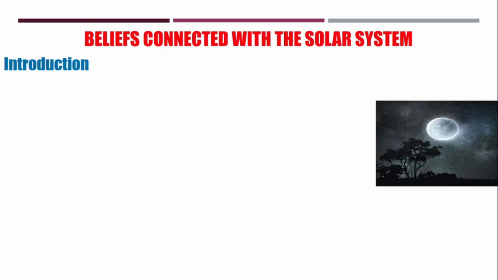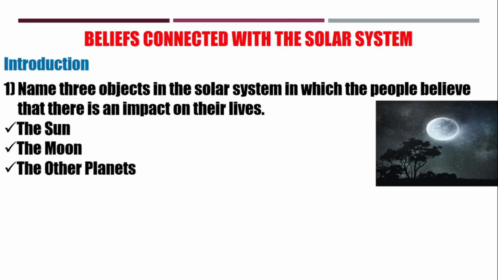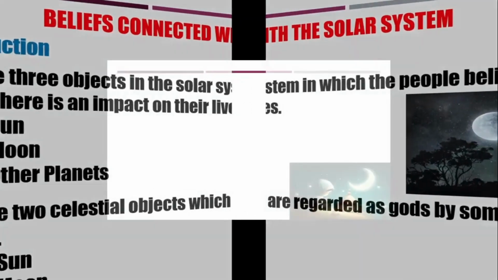Beliefs connected with the solar system. Introduction. Name 3 objects in our solar system in which the people believe that there is an impact on their lives. The Sun, the Moon, and other planets. Name 2 celestial objects which are regarded as gods by some people. The Sun and the Moon.